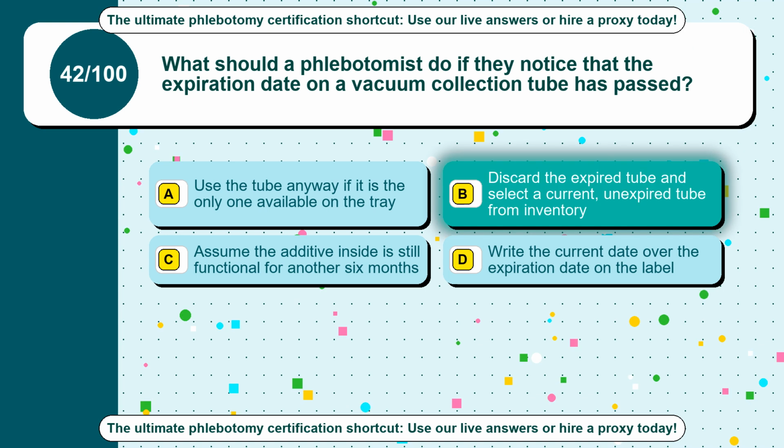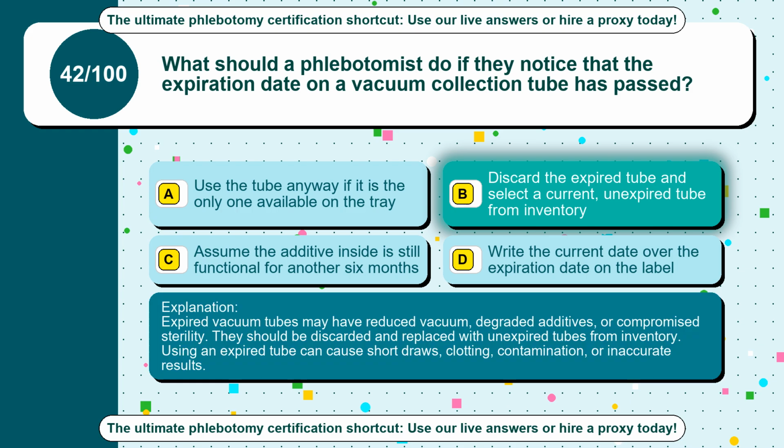Discard the expired tube and select a current, unexpired tube from inventory. Expired vacuum tubes may have reduced vacuum, degraded additives, or compromised sterility. They should be discarded and replaced with unexpired tubes from inventory. Using an expired tube can cause short draws, clotting, contamination, or inaccurate results.